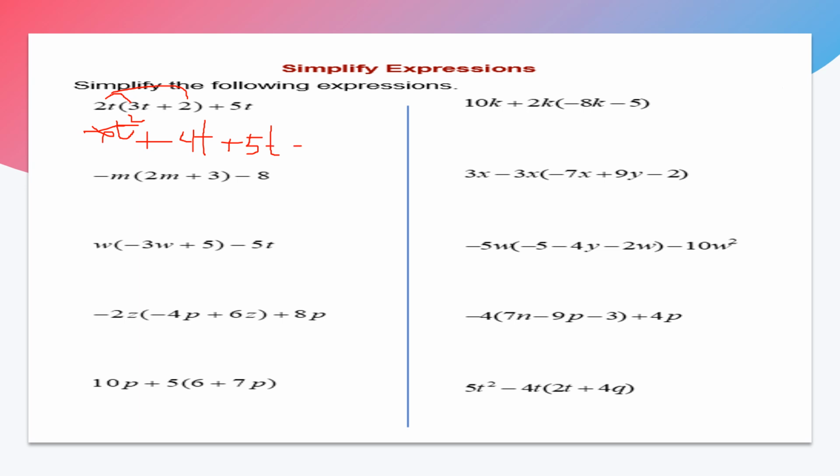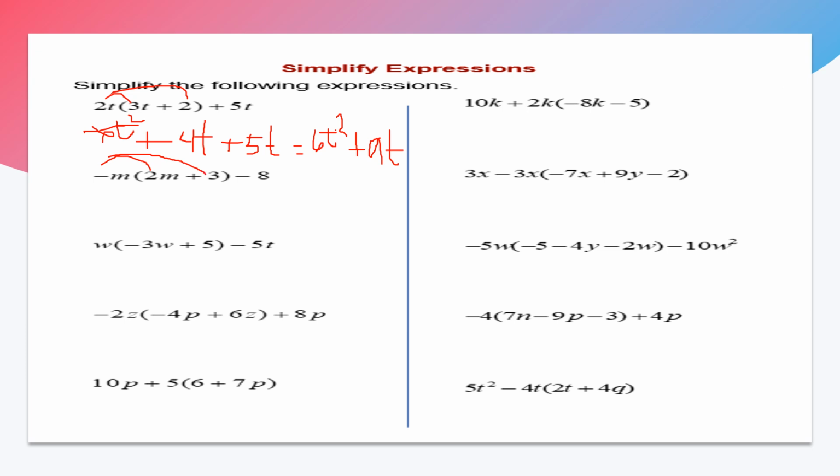Alright, so we have here 6t squared, we just copy. Then 4t plus 5t, that is 9t. Okay, let's move on. Let's try the next.